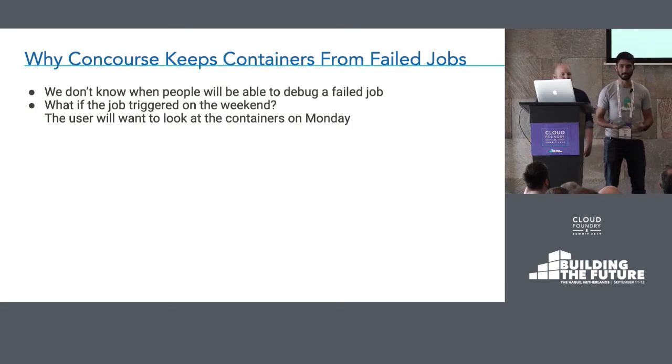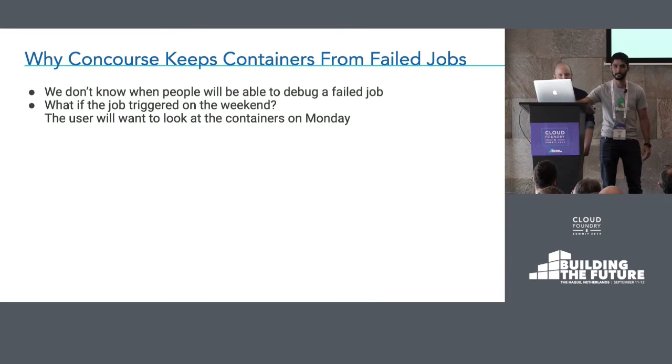This could have happened on a Friday night or a Saturday morning, and you're probably not going to be checking your jobs or your pipelines on the weekend. At least we hope that you're not. So Concourse will just leave them around, so that way on Monday morning you can come in and check and see what happened, why your jobs failed. So that's the main reason why Concourse will keep your containers and volumes around. We don't want there to be any rush to have to look at your pipelines and figure out why they failed before containers start disappearing on you. The containers should never disappear if your job failed.